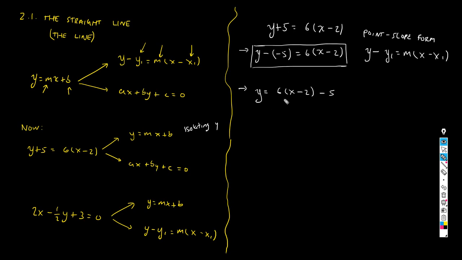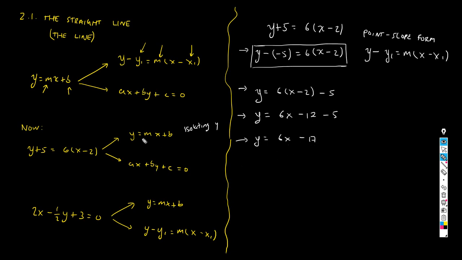Now, does this have the same form as this? Look at them. Clearly not, right? Because in here the x is not within a binomial multiplied by a constant. So we need to change this a little bit. What about multiplying this 6 times this binomial? So we get 6x minus 12 minus 5. And what about adding these two numbers? We get y equals 6x minus 17.